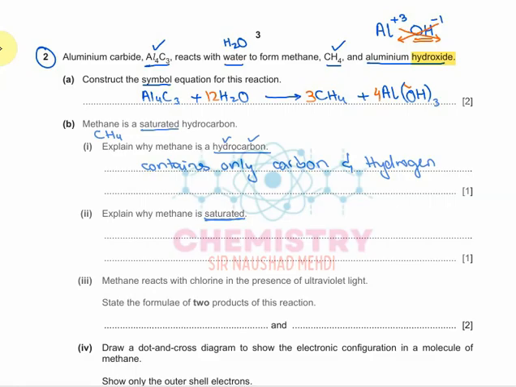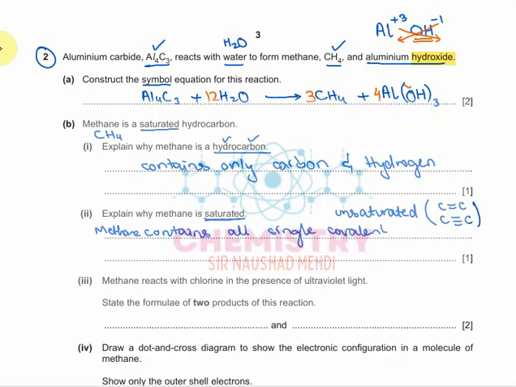But when we talk about unsaturated compounds, all the carbon bonds are not single bonds, and you must have at least one carbon-carbon double bond or at least one carbon-carbon triple bond. So that would be your unsaturated compound. But in a saturated compound, all the bonds are single covalent bonds. So we're going to write that methane contains all single covalent bonds. That's why we are calling it a saturated compound.